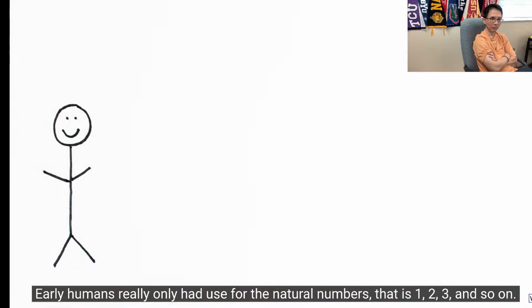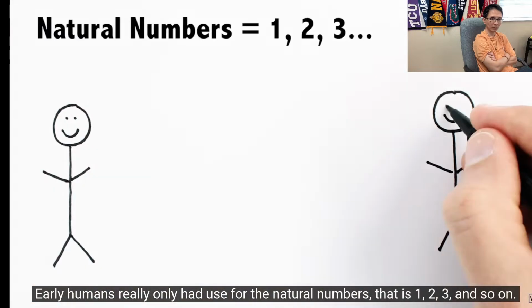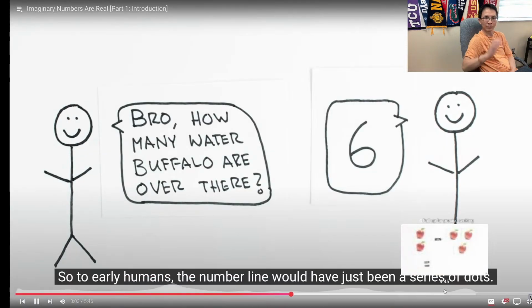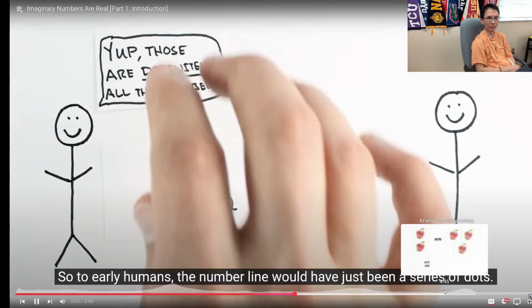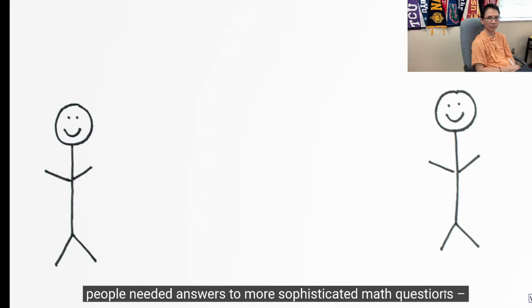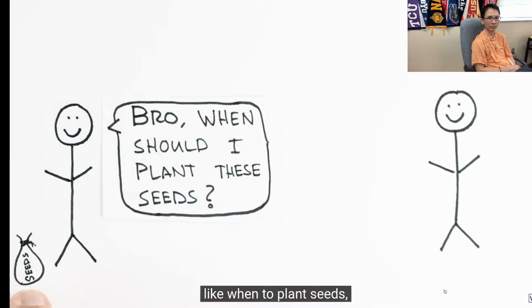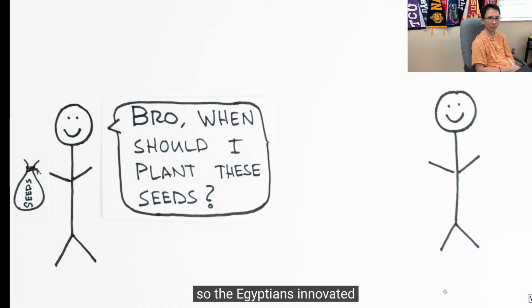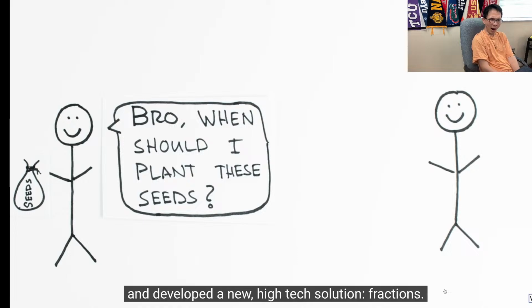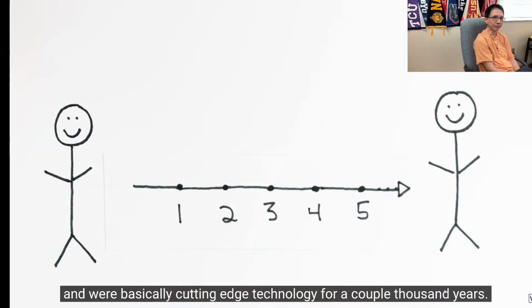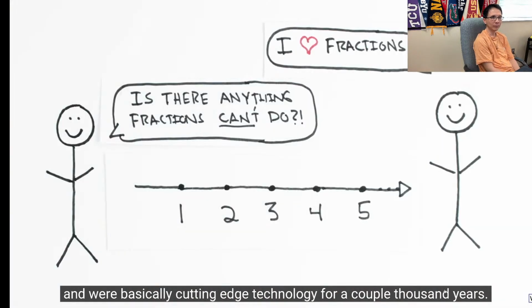Early humans really only had use for the natural numbers, that is 1, 2, 3, and so on. This makes sense because of how numbers were used. So to early humans, the number line would have just been a series of dots. As civilizations advanced, people needed answers to more sophisticated math questions, like when to plant seeds, how to divide land, and how to keep track of financial transactions. The natural numbers just weren't cutting it anymore, so the Egyptians innovated and developed a new high-tech solution, fractions. Fractions filled the gaps in our number line and were basically cutting-edge technology for a couple thousand years.